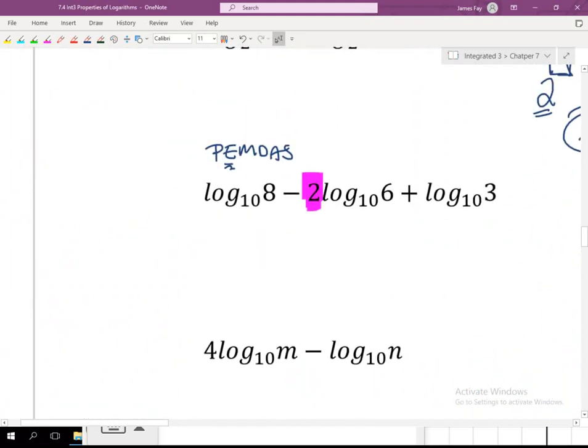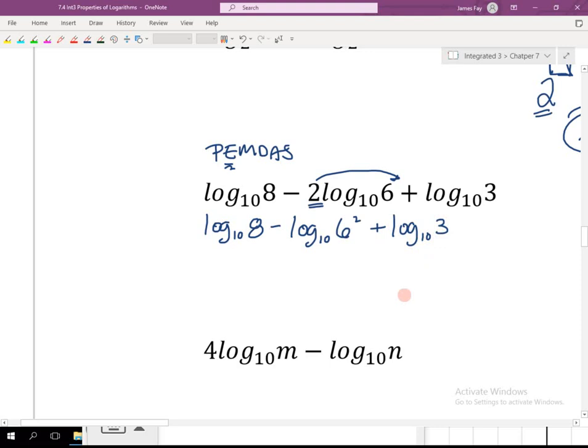We need to go through and look at all coefficients. And if there are any, you need to make them exponents. So I'm going to rewrite this as log base 10 of 8 minus, now this is the one I'm going to address. I'm going to put that 2 as an exponent for that 6. So log base 10 of 6 squared plus then log base 10 of 3. All right. Don't worry about making that 6 squared 36 or anything like that right now. Let's just go ahead and keep working with this. Now that I've moved all my coefficients, and if there were multiple coefficients, I would make them all into exponents for their particular log that they're attached to.